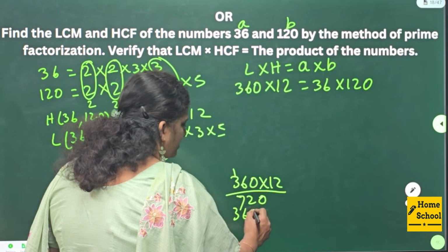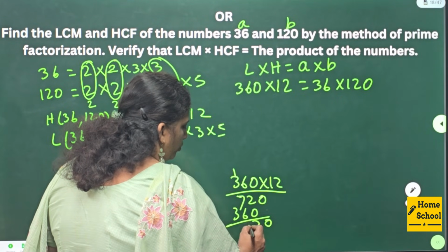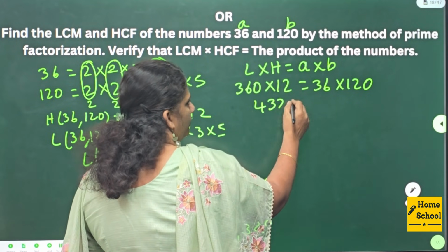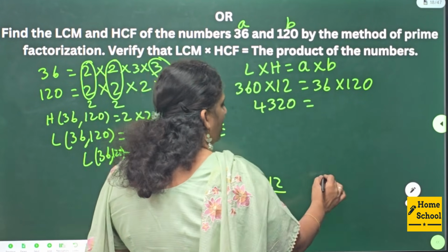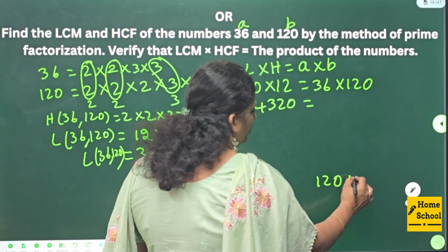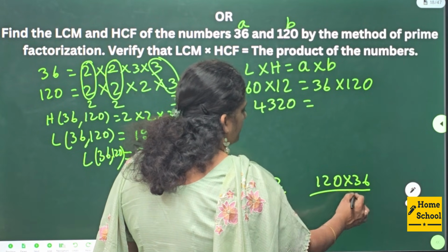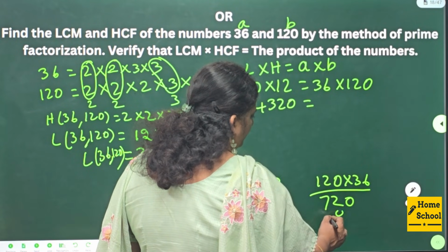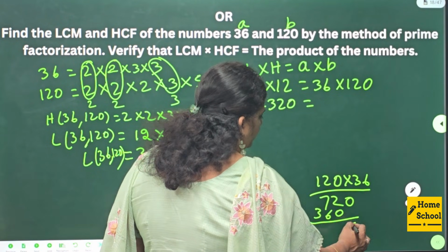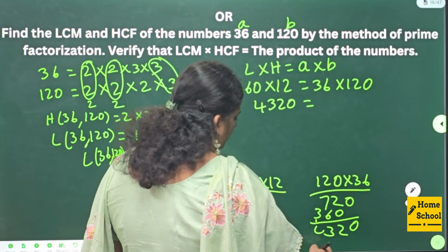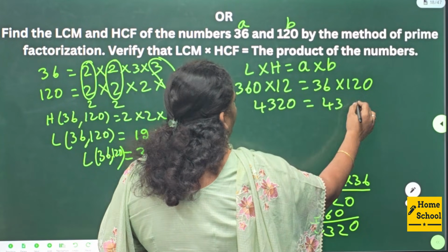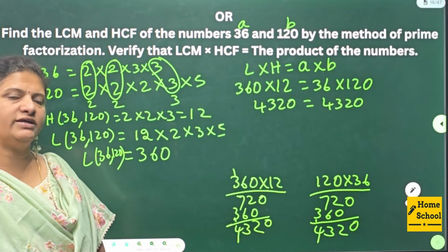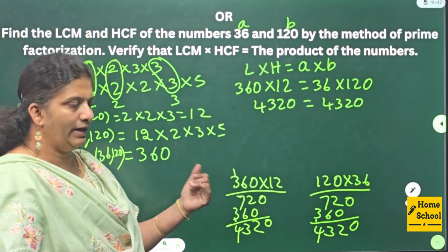And again 360 into 1: 0, 6, 3, 4, 3, 2, 0. 4320. In the same manner, multiply 120 into 36. 0, 720, and again with 3 if you multiply, 0, 2, 4, 3, 2, 0. So what I can say, therefore, hence it is verified. Therefore, LCM into HCF is equal to product of the two numbers.